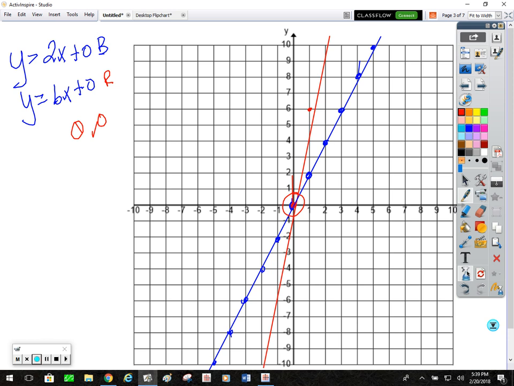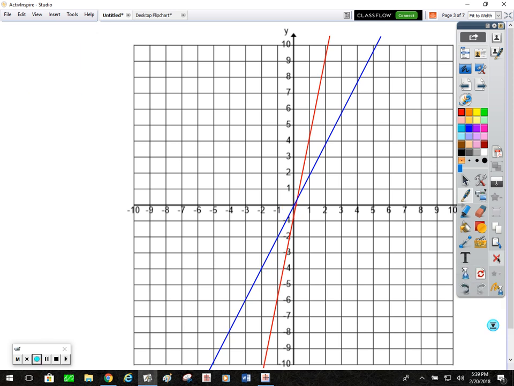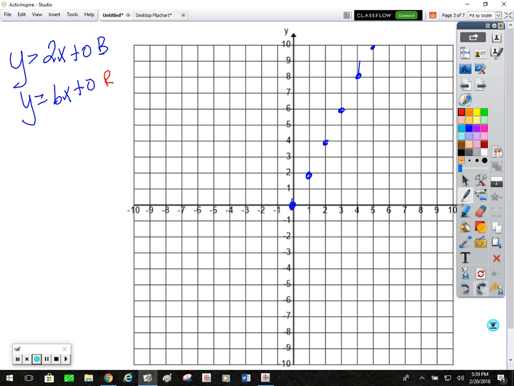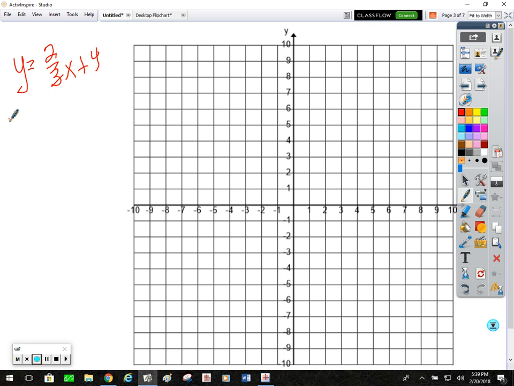Let's do a couple more. What if I give you, let's get rid of all this, something like this? y equals 2/3 x plus 4, and y equals 2/3 x minus 4.